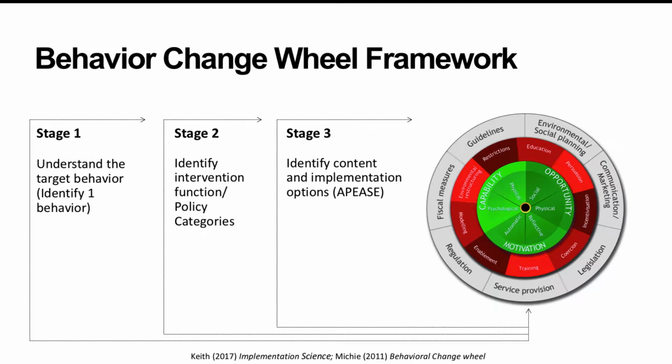Michie et al. propose that you use something called the APEASE criteria, which includes acceptability, practicality, effectiveness, affordability, side effects, and equity, of a given behavioral change technique. So if your behavioral change technique meets all of those criteria, you can then say that this is probably the most feasible behavioral change technique for addressing the construct of a given behavior. The last step is identifying content and implementation options for a given process, which also includes the mode of delivery.